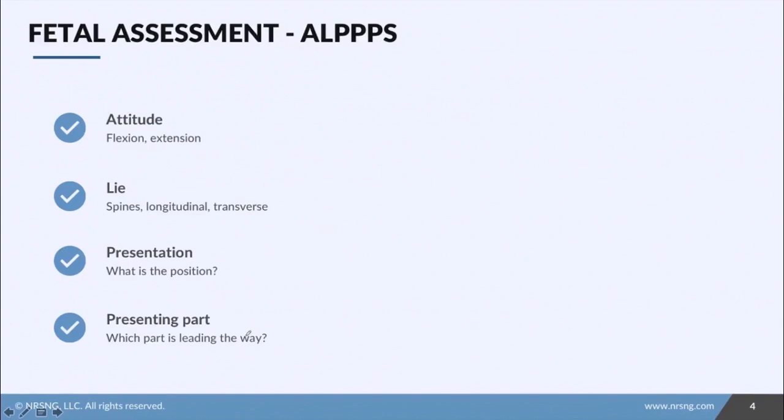All right, so our fetal assessment is the ALPS, that 3 Ps. So first, our attitude. So attitude is going to describe the fetal head. Do we have flexion or extension? Flexion is going to be what we want to see, and that is going to be chin to chest, versus our extension, which is not as normal, thankfully, because it is harder to deliver a fetus like this, and that is where the head is just extended. We don't have the chin to chest.